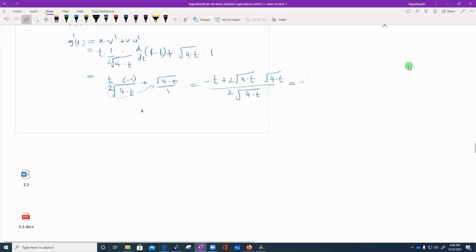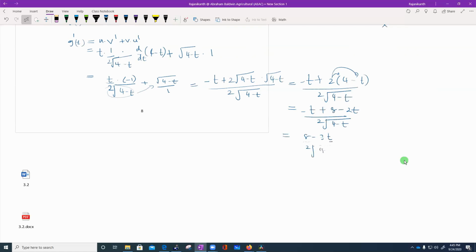Right, now simplify further. Negative 2 times the square root, same thing, simply without the square root of that, over 2 times the square root of 4 minus t. Now you have to distribute inside. So negative t plus 8 minus 2t over 2 square root of 4 minus t. So this will be 8 minus 3t, right? This is my g prime. Okay, remember, my interval is now negative infinity to 3.